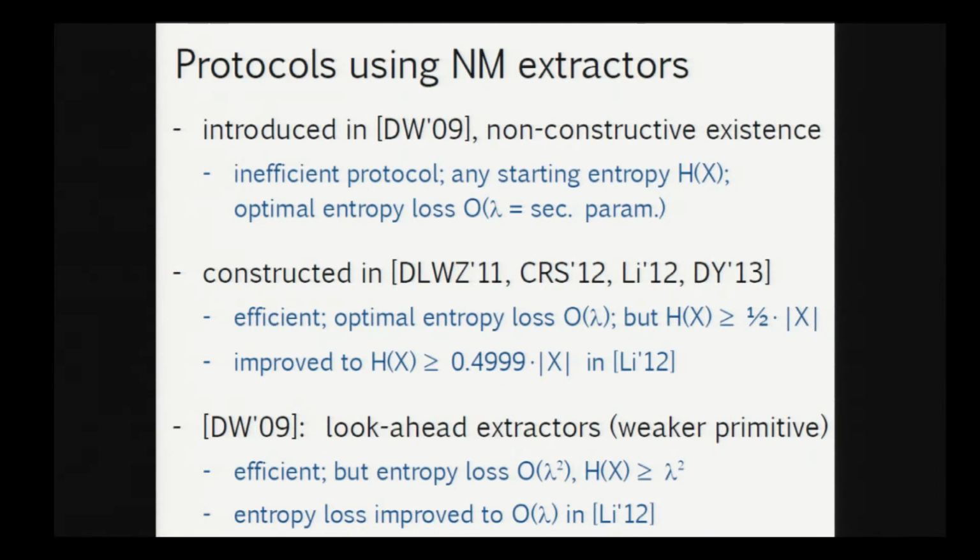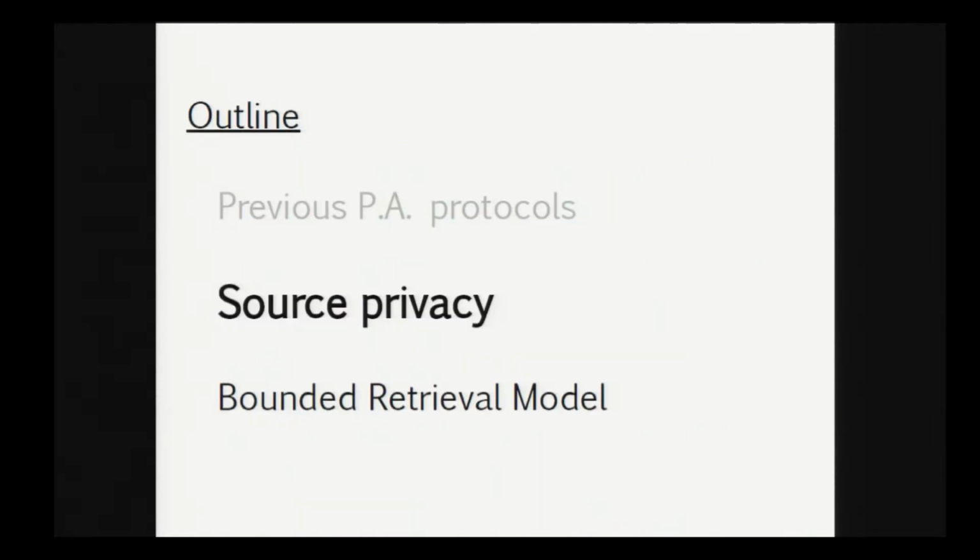And then going back to the work of Dodis and Wichs, they also showed that non-malleable extractors can be replaced with a weaker notion called a look-ahead extractor. And there they also give an efficient protocol. Here the entropy loss is slightly worse, namely quadratic in the security parameter. And again, the starting entropy of X also needs to be quadratic in the security parameter. And the entropy loss part of this was recently improved by Li to get the optimal linear in the security parameter. Okay, so these are privacy amplification protocols preceding our work.